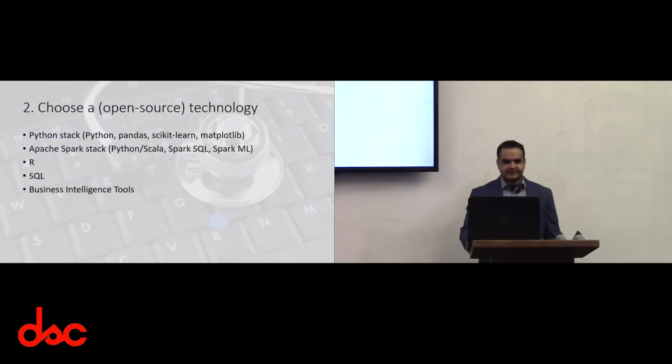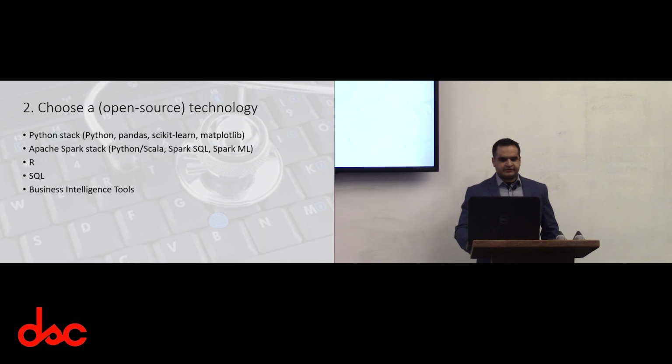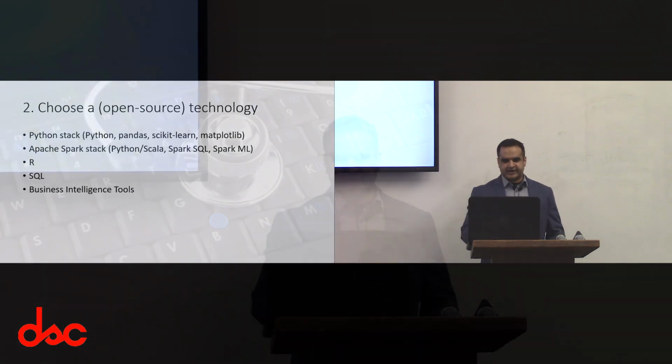So once you have the data, you want to choose an open source technology. Python is a popular one. The Python stack refers to the base Python. You probably know this already. There are also some extended libraries like Pandas, which is good for data wrangling, the data wrangling stuff in data science, which is like moving columns around. And scikit-learn, which is for making predictive machine learning models. And matplotlib is your visualization.